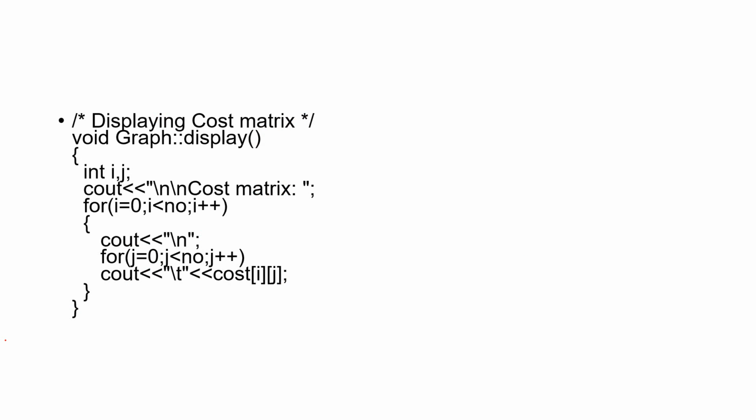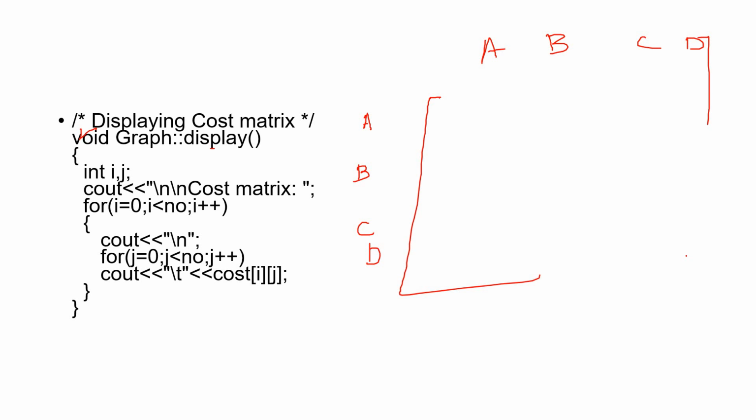Now what is next? I want to display the matrix. So how to display it? Here we are displaying the matrix with the help of the adjacency matrix. I want to display this matrix in rows and column form. Let's say 4 vertices are there, A, B, C and D, and next A, B, C and D. I want to display it like this: 0th row, first row, second row and third row. 0th column, first column, second column and third column.